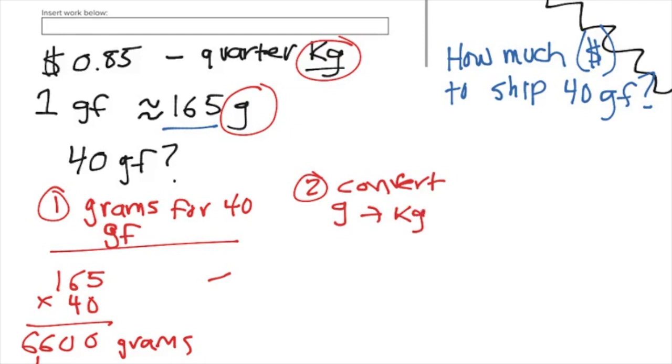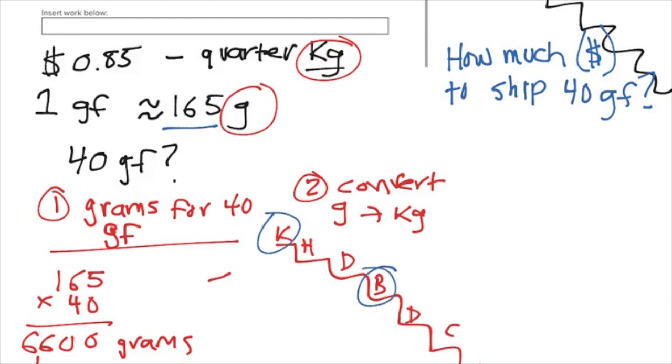I want to convert it from grams to kilograms. Okay, so I have 6,600 grams. And I'm thinking here, King Henry. Okay, so here's my kilograms. This base, or the U, that's my unit. So I'm going down the stairs by 3. So that means I'm going to divide by 1,000. So divided by 1,000 is going to leave me, okay, so it will weigh 6.6 kilograms to ship 40 grapefruits.